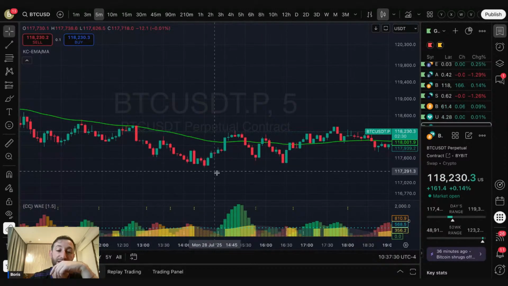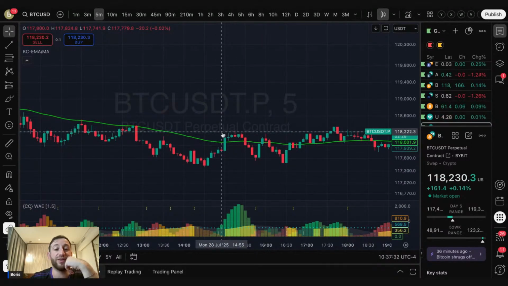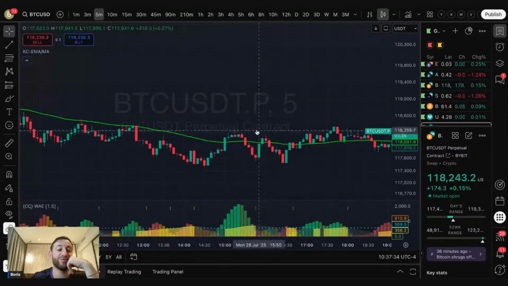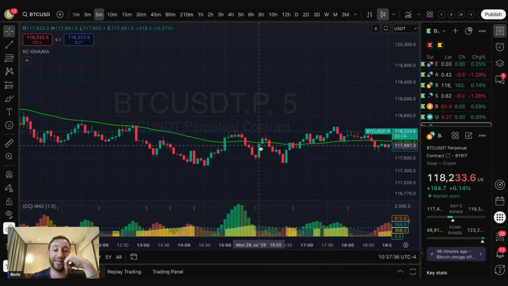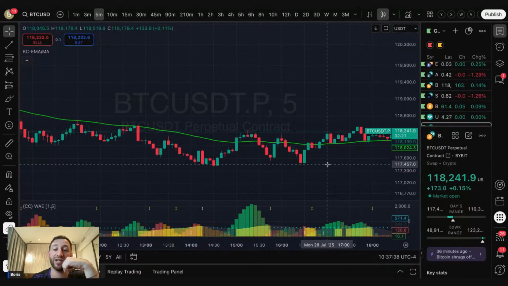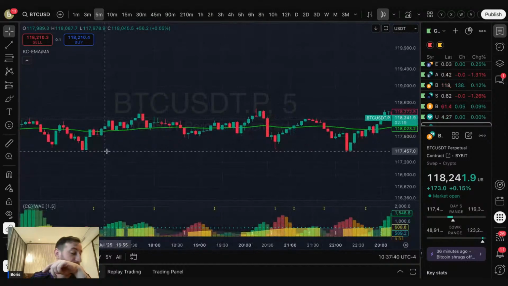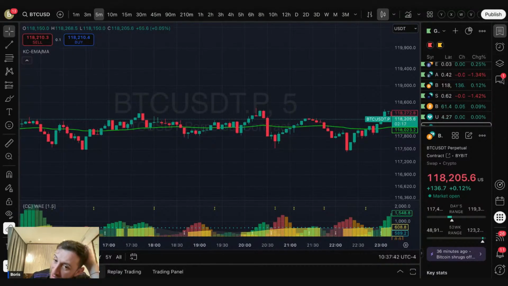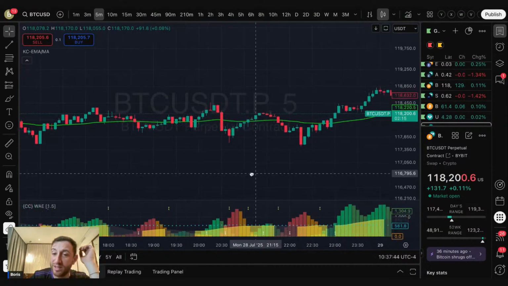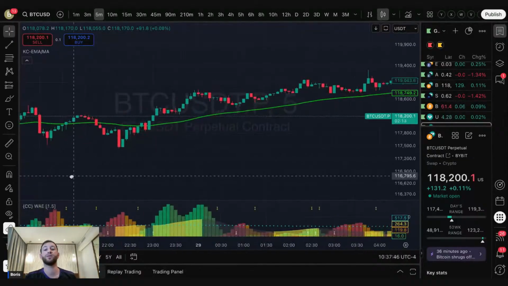Sometimes price just goes above the 55 and then just kind of goes sideways and goes back down. Sometimes you get choppy. So this strategy is not perfect at all, but it tends to be pretty effective in my opinion.